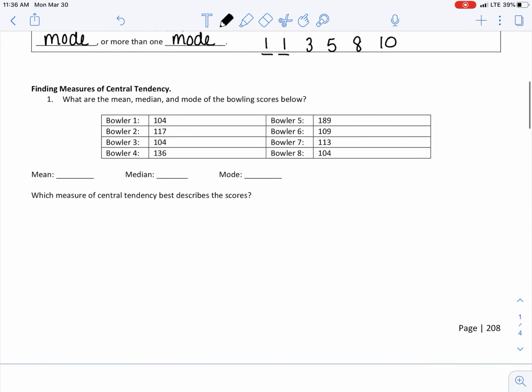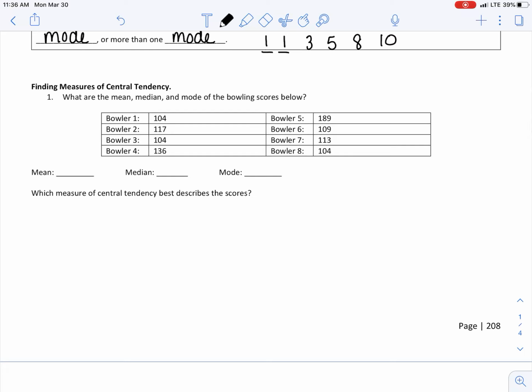Okay, so I know that's a lot of information kind of thrown at you, but we're going to go ahead and do a couple examples so that we can best understand this. Number 1 says, what's the mean, median, and mode of the bowling scores shown below? So we have 8 different bowlers and we have all of their scores.